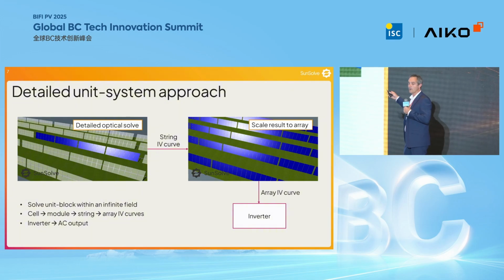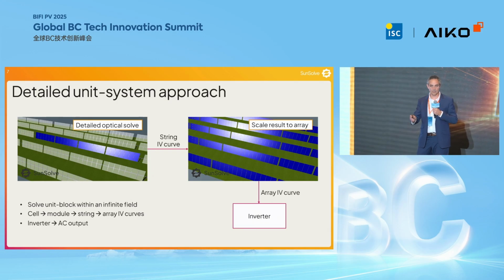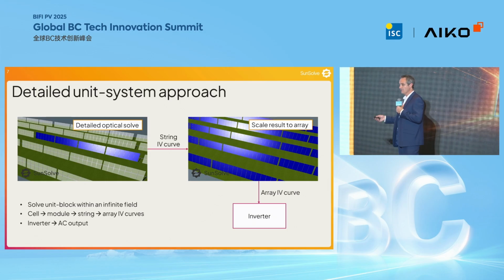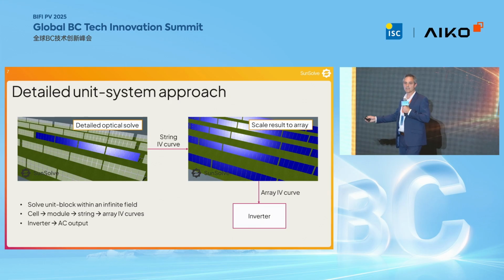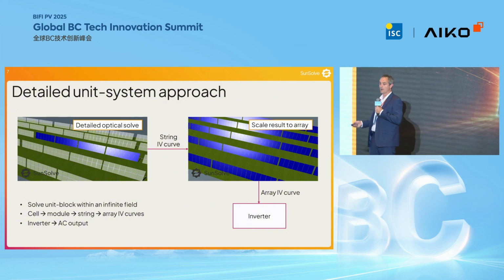To get that all the way through to some AC output, what we do is we take those module IV curves that we solved. The user can put those into strings. We solve that with SPICE. And so now we have string IV curves, and then we scale that result out to get finally an array IV curve, which will go into the inverter to get the operating point and the AC output.